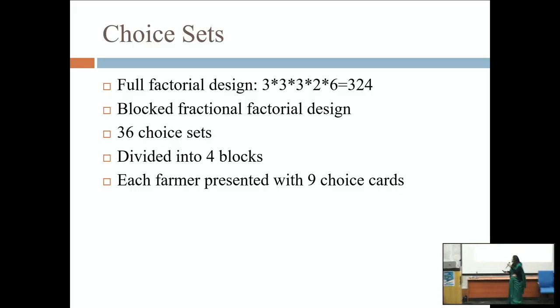Yeah. So these 36 choice sets we further divided into 4 blocks, so that you don't present 36 choices to one individual. That'll be like fatigue. Nobody wants to answer. People will say, no, I don't want to take your survey. If you give them 7, 8 or maybe 9, they'll still do it. So to each farmer we presented 9 of the choice sets, and they had to choose one of the alternatives that we presented to them.